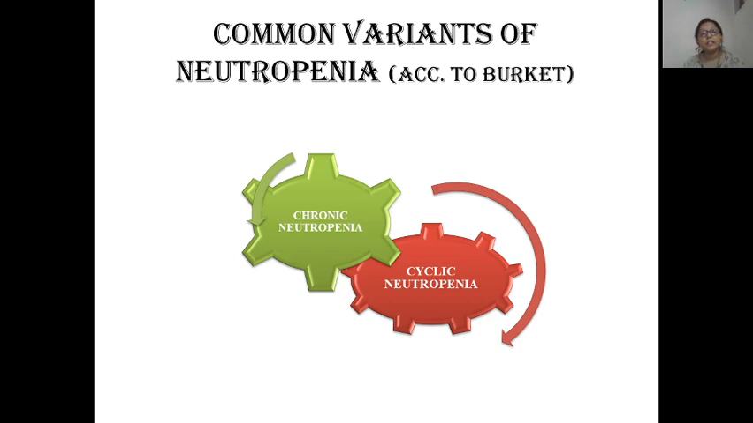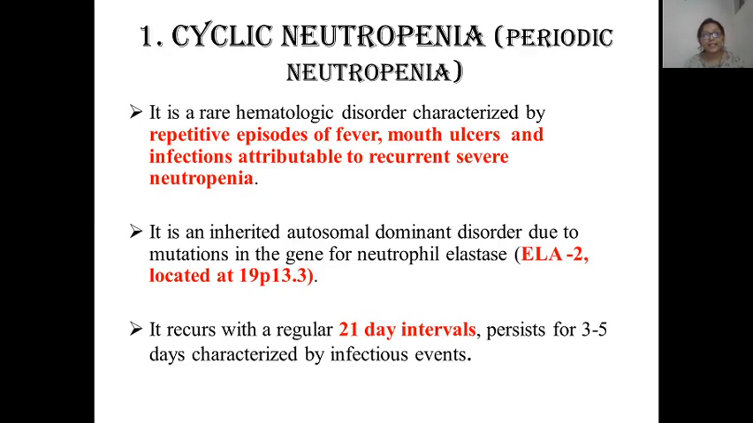Now, there are many variants of neutropenia, among which the two most common variants according to Burkitt are chronic neutropenia and cyclic neutropenia. Cyclic neutropenia is also known as periodic neutropenia. It is a rare hematologic disorder characterized by repeated episodes of fever, mouth ulcers, and infections attributable to recurrent severe neutropenia. It is an inherited autosomal dominant disorder due to mutations in the gene for neutrophil elastase, ELA2, located at position 19p13.3. It recurs at a regular interval of 21 days and persists for 3 to 5 days.